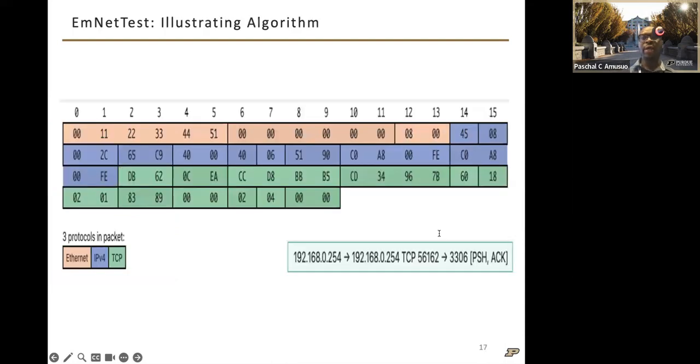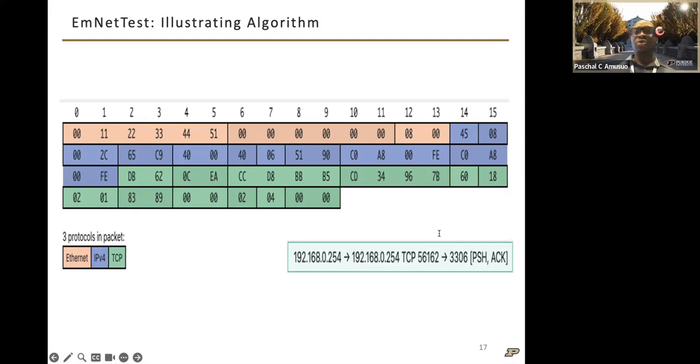Here is a network packet comprising the Ethernet, IPv4 and TCP headers. We can see that this packet comprises multiple fields, and most of them are within 1 to 2 bytes. Our analysis shows that we can trigger vulnerabilities when we mutate individual fields instead of mutating the packet as a whole. EmNetTest starts from the first field, here the destination MAC address.